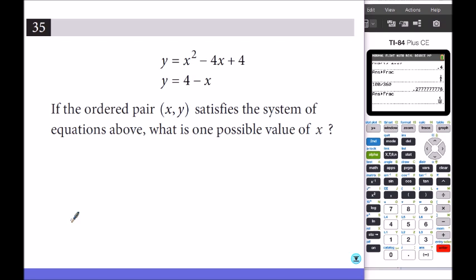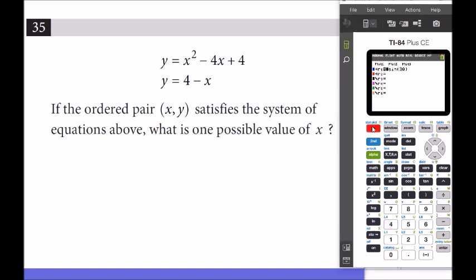35. If the ordered pair x, y satisfies the system of equations above, what is the value of x? So since we have a calculator, let's just graph it. So second plus 7, right, 1, 2. That's how you will reset the calculator before the test. So y equals x squared minus 4x plus 4, and 4 minus x for the second linear graph.